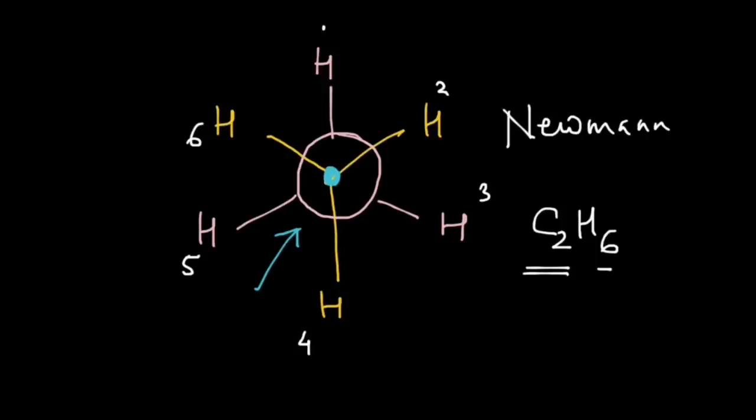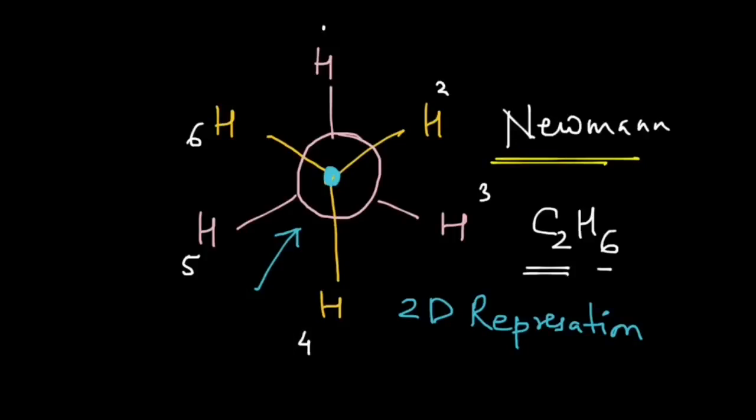Newman projection is basically nothing more than a 2D representation. You remember that molecules are 3D structures, and we saw how to draw the dash and wedge formula for the molecules in a previous video, but sometimes we need to draw these molecules fast and then visualize the different rotations possible. For that we take help of the Newman projection. It helps us to see how the atoms will rotate around a single sigma bond.